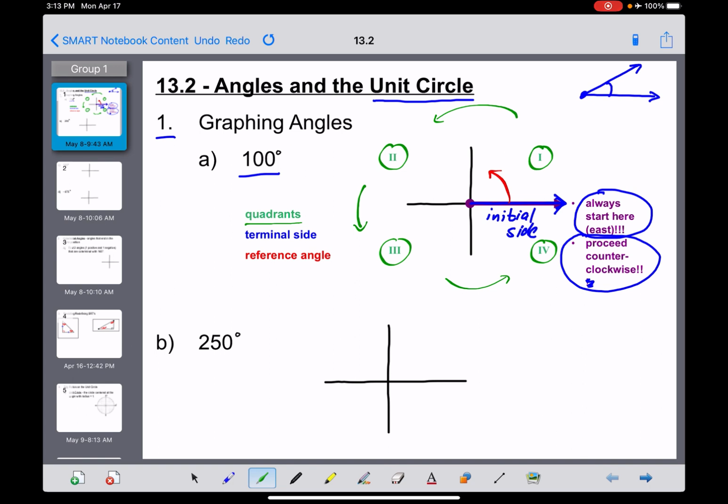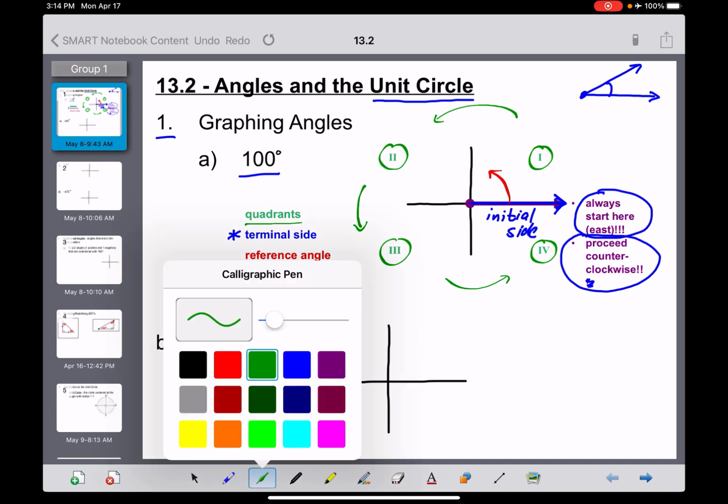One of the questions we'll be asking as we go through here is, what quadrant does an angle end in? And speaking of the word ending, this is an important phrase too, guys. The terminal side of an angle is where the angle ends. That's what the word terminal means. So we're looking to draw this second ray now 100 degrees away from the first one.